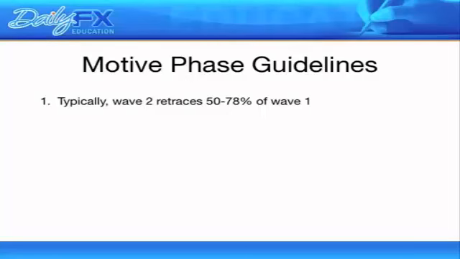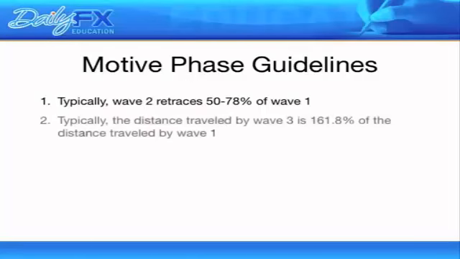The next guideline occurs on wave 3. Typically, the distance traveled by wave 3 is 161.8% of the distance traveled by wave 1. For example, if wave 1 covered 100 pips from its low price to its high price, then wave 3 typically will cover a distance of about 160 pips. This guideline can help determine a potential zone to scale back or exit positions.